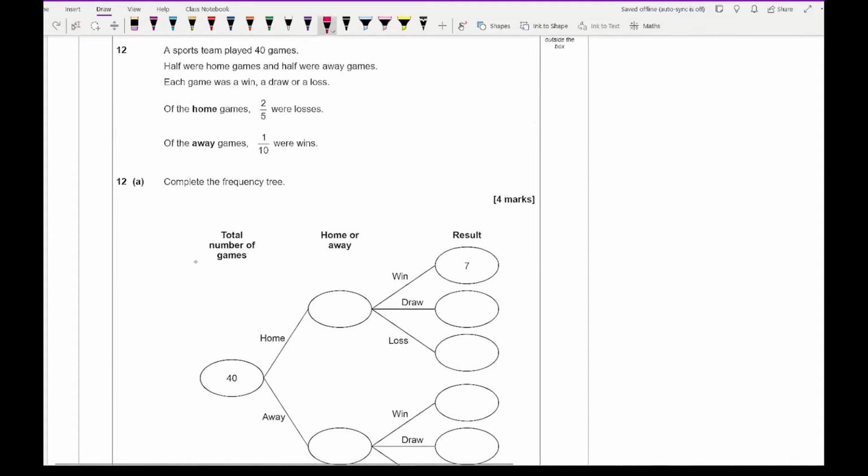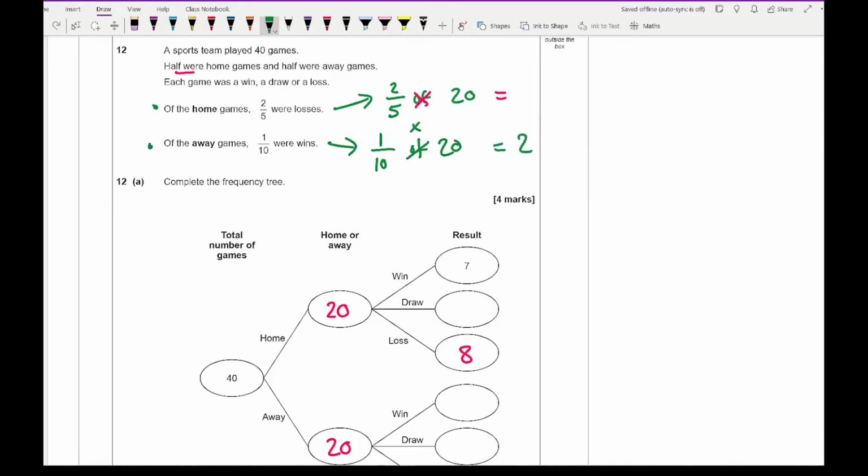Here it says that half the games were away and at home, so half of 40 is 20. Then using this bit of information, of the home games, which were 20, we want to work out 2/5 of 20. Now of just means times, so if I enter 2/5 times 20 on the calculator, that's going to give me an answer of 8. Then if I do the same with the away games, that's 1/10 of 20, and that's going to give me an answer of 2.